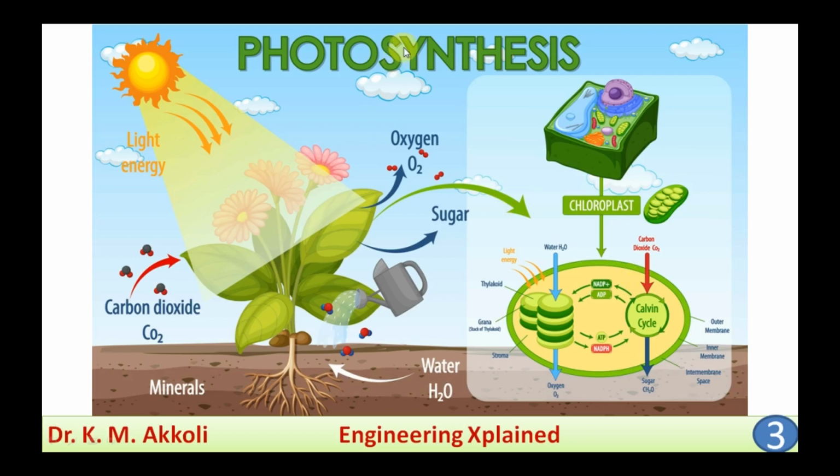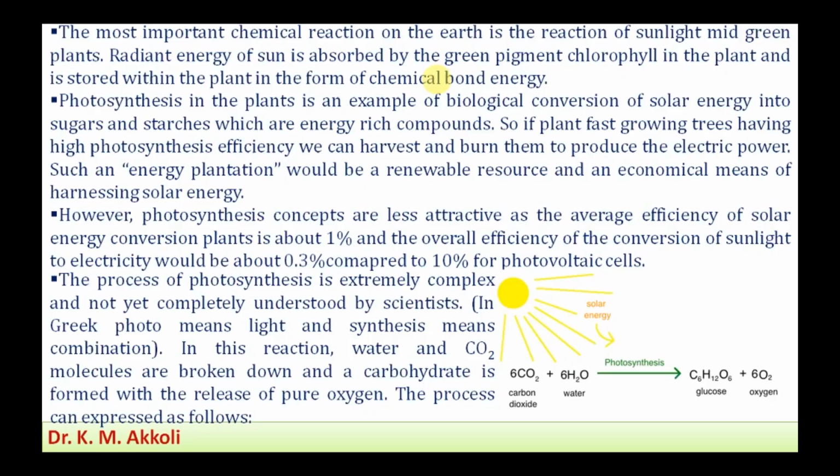And here I am going to discuss the photosynthesis reaction and how it takes place, what the conditions required are, and an example for the energy concern, and the steps of the photosynthesis reaction. The first thing is that the most important chemical reaction on the earth is the reaction of sunlight meeting green plants. Why important? I told you already. The radiant energy of the sun is absorbed by the green pigment chlorophyll in the plant and is stored within the plant in the form of chemical bond energy.